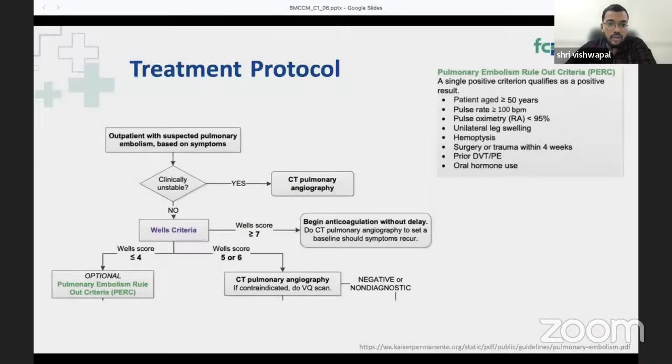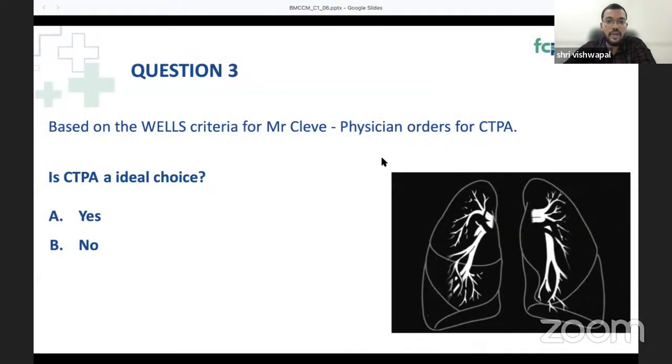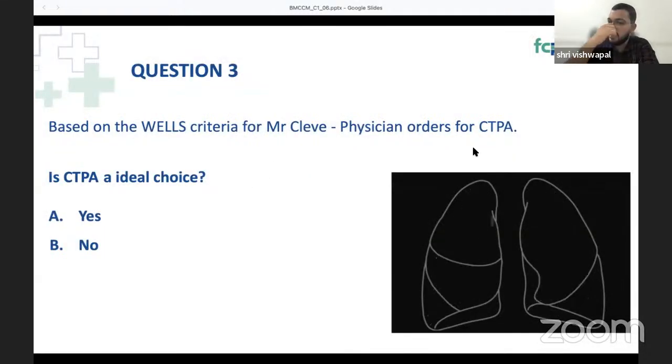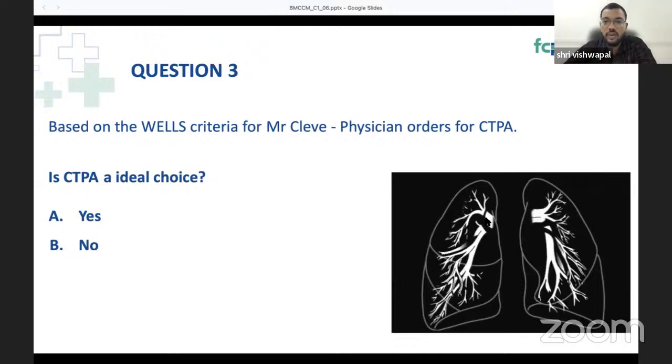So we could see that Mr. Cleve falls under the Wells score of 5 to 6, right? So the doctor has advised to take CTPA. CTPA is nothing but contrast being sent through your trachea, and occlusion is seen through the imaging, through a CT scan. So is CTPA an ideal choice for Mr. Cleve?